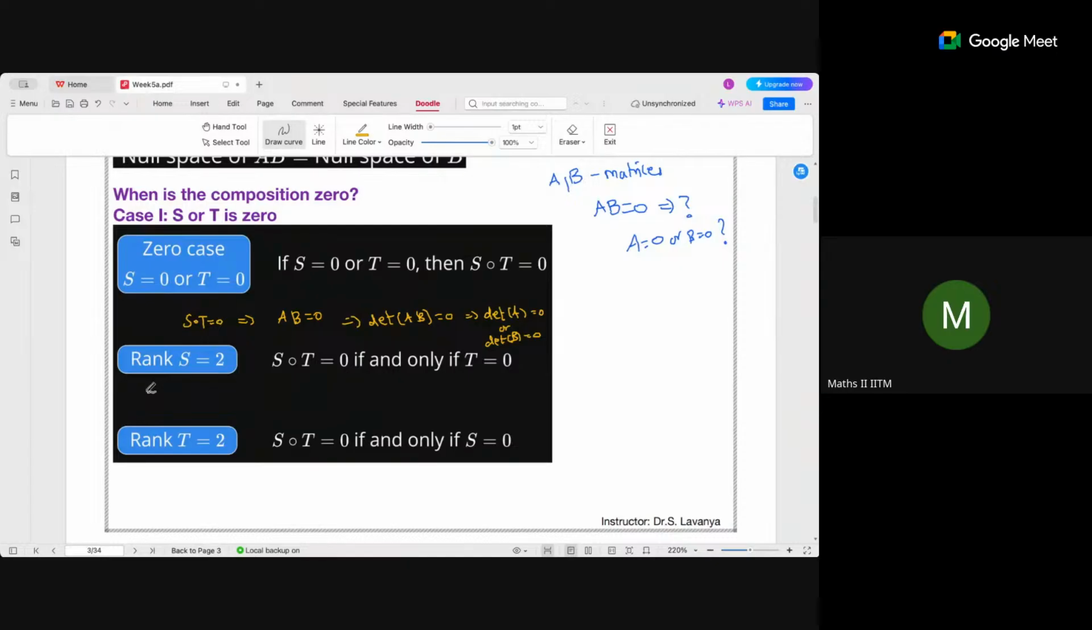Now here, what is it that we are having? Rank of S is equal to 2. So rank of S is equal to 2 means what? What is the determinant of A? Determinant of A is not 0, non-zero. So this implies determinant of B is 0. Okay. Now from determinant of B is 0, how can we say that T should be 0 for S composition T equal to 0?